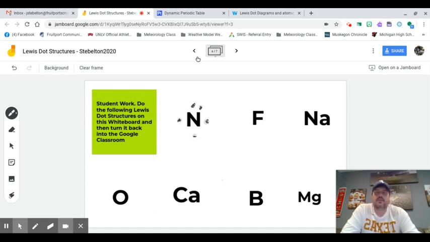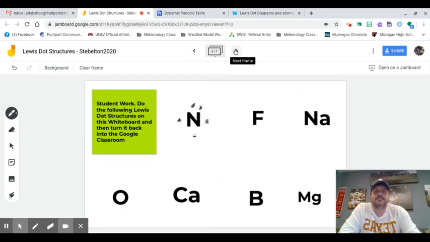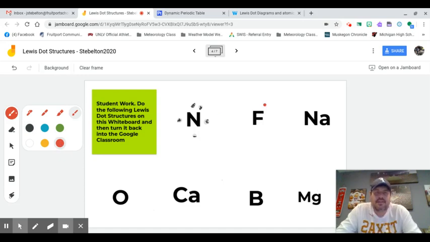Okay, so let's do fluorine. Fluorine would have how many valence electrons? Yep, fluorine has 7. So I'm going to go back to the paintbrush, and I'll do it in red this time. So 7 valence electrons go around the clock first and then pair up.